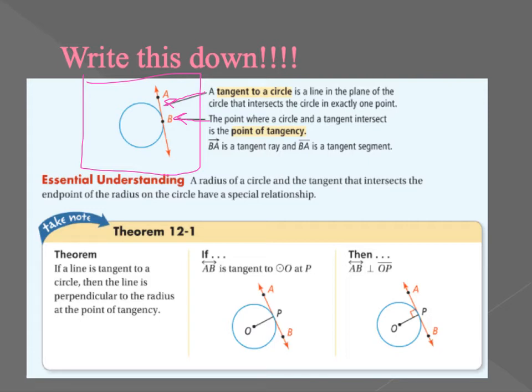So we have theorems that go along with a tangent line. One being, if we know that a line is tangent to a circle, then it's going to be perpendicular to the radius at that point. So OP is going to be my radius, and P is going to be my point of tangency. So whenever we have the radius and the point of tangency, it always is going to create a 90-degree angle.